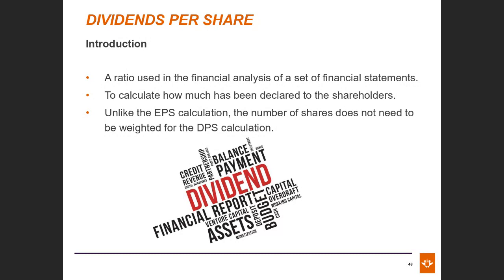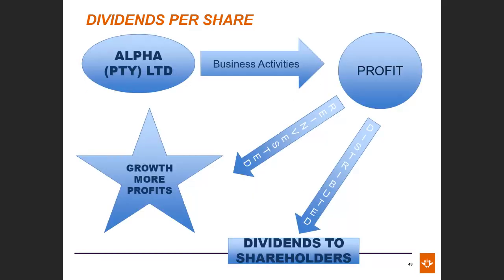Unlike the earnings per share calculation, the number of shares does not need to be weighted for the dividends per share. So when you calculate the dividends per share, there's no weighting done. It is much more straightforward, okay? Let's have a look at the next slide, which shows a diagram. When you calculate dividends per share, what are you actually trying to understand? The best way to explain it is to go through this diagram.